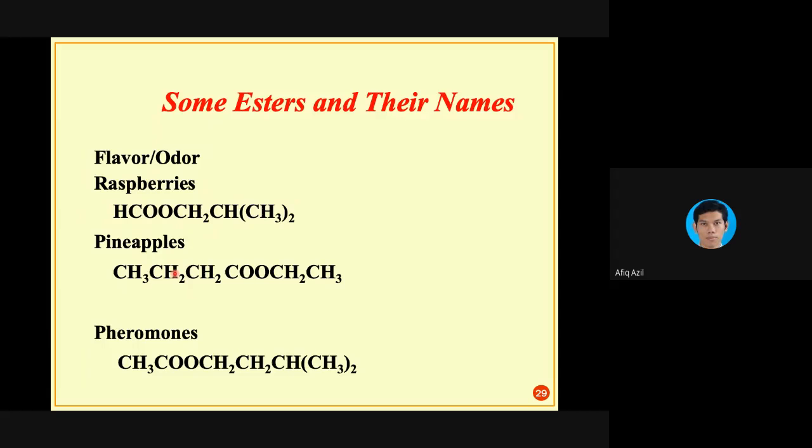And then the pineapple, you have 1, 2, 3, 4. This will be the carboxylic acid part. From butanoic acid, it will be called butanoate. And from the alcohol part, which is this R group, 2 carbons, 1 and 2, from ethanol, it becomes ethyl. So when you write it, it will become ethyl butanoate, and so on.